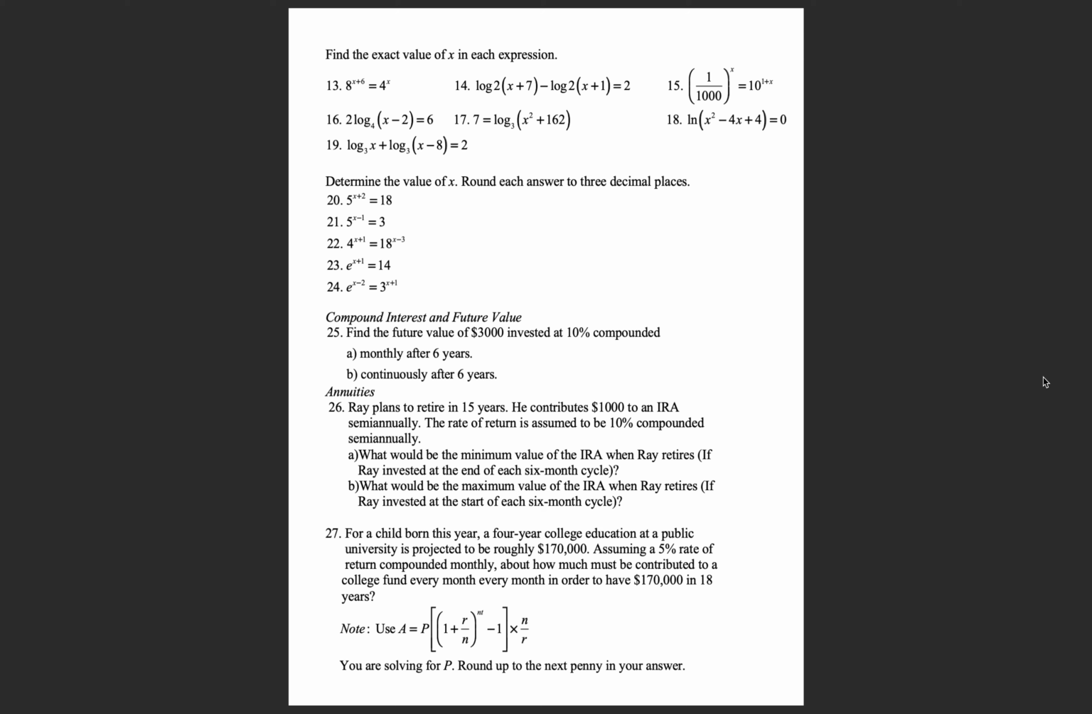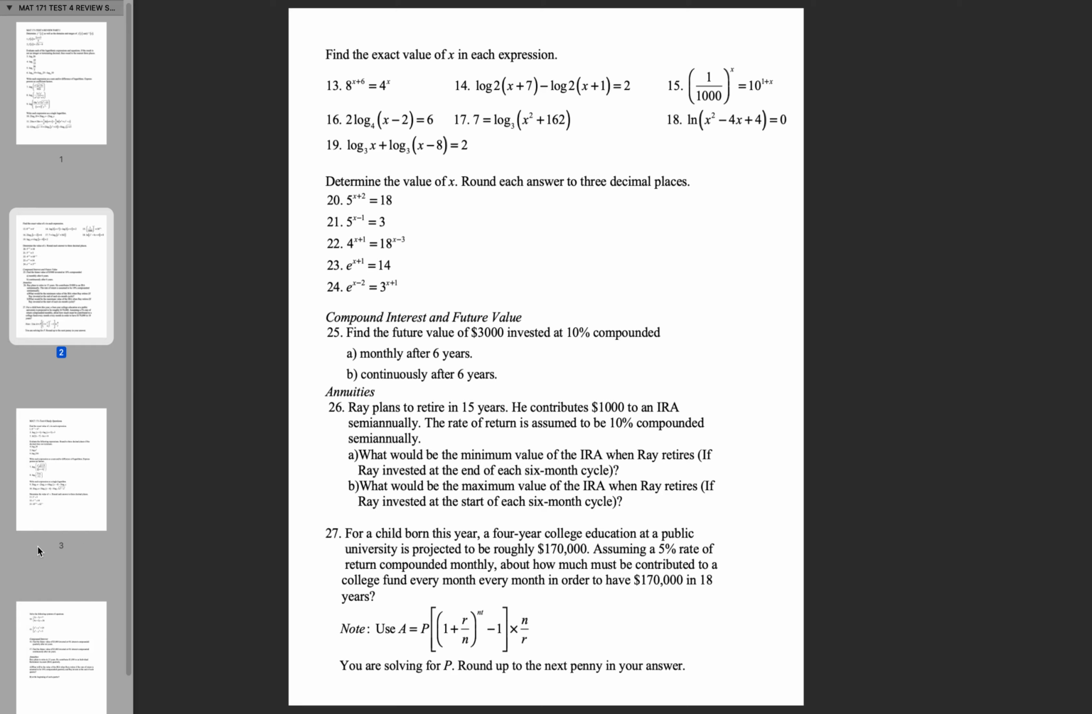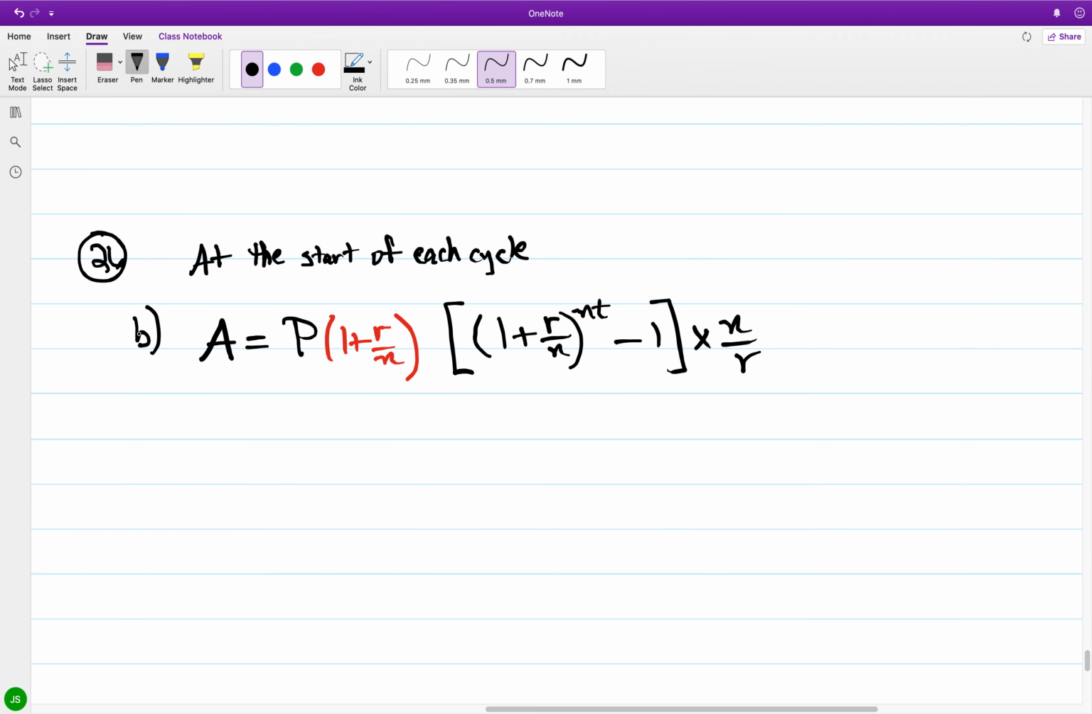Now for part B, it's asking for Ray, what would be the maximum value if Ray retired, should he have invested at the start of each 6-month cycle. So we're looking at the theoretical maximum. For part B, there's going to be the slightest modification: at the start of each cycle, you've got your annuity formula, but there's going to be the slightest difference, and that's where we have times the quantity of 1 plus R over N. Now, again, without this particular item, you got your minimum.